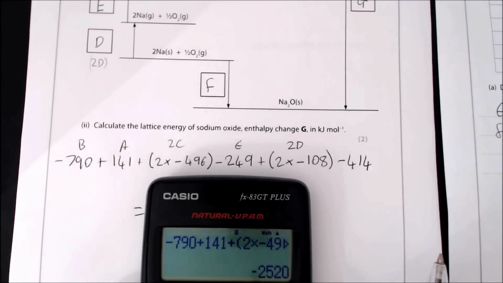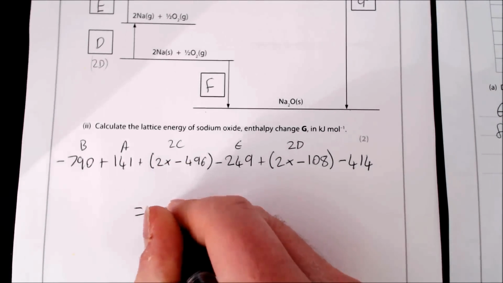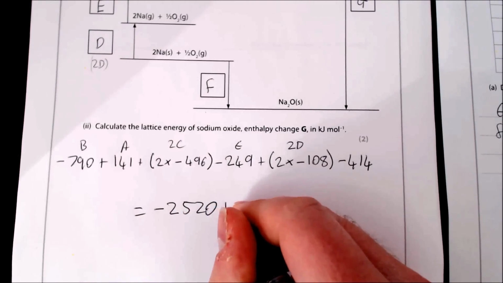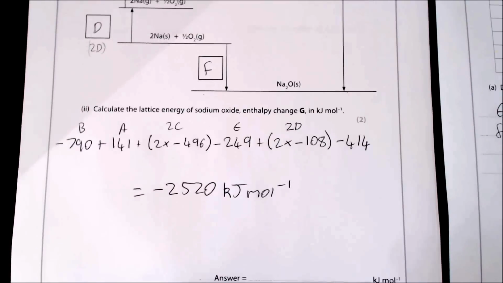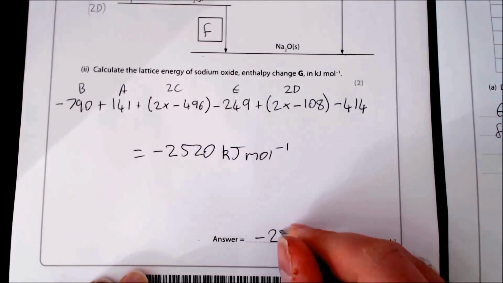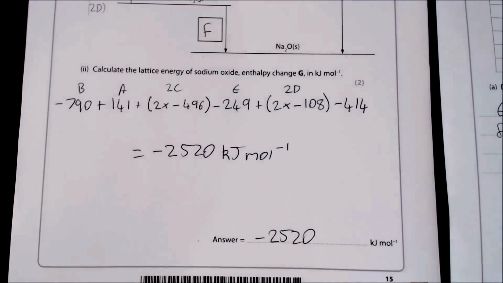is our final answer. So that's where we can use the cycle. It comes in very useful actually. So this is going to be minus 2520, and that's kilojoules per mole. And they've given you a spot at the bottom to write your answer in, so we may as well put it in there as well. Minus 2520, and that's in kilojoules per mole.